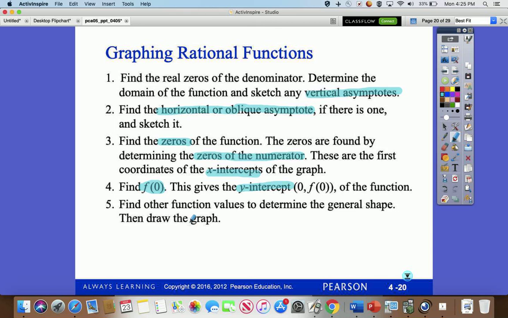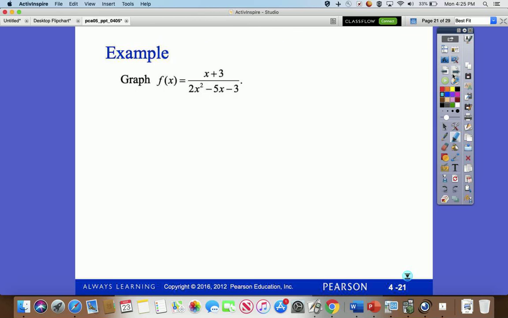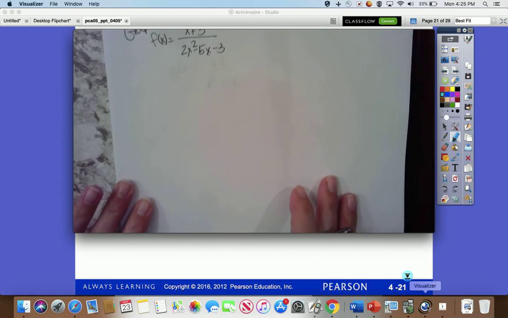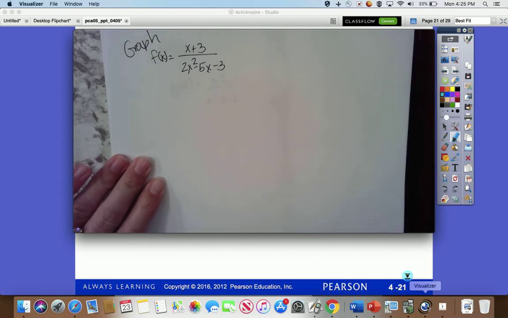And then just make a table. That's what this last thing is saying. Make a table. So here's an example. Let me see if my paper is going to be good for me this time.